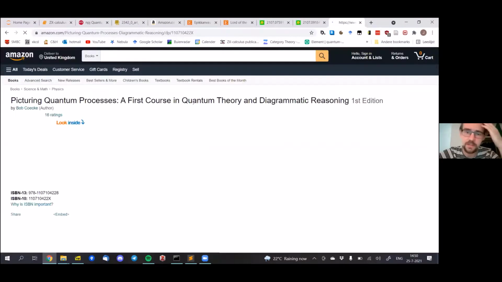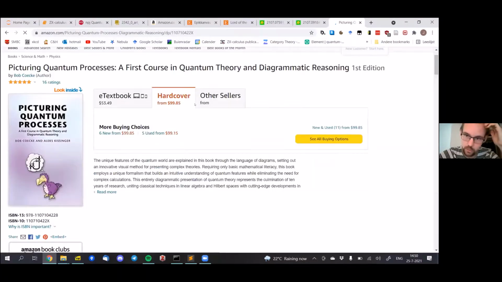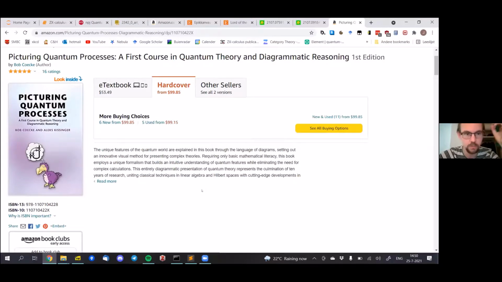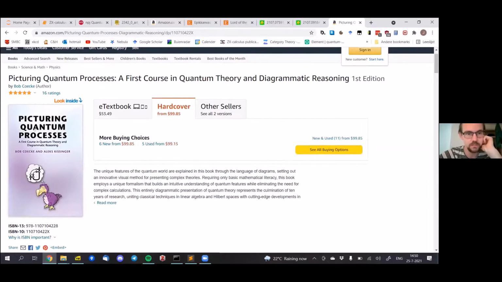I just want to add, if you're a bit new to quantum computing and you want a bottom-up approach, there is this book written by Bob Cook and Alex Kissinger, and it starts with no knowledge of quantum or physics at all. You just need to know what a matrix is. And it also uses ZX calculus to talk about quantum computing. So this is also a good way to start if you want a bit more in-depth explanation. Thanks a lot.